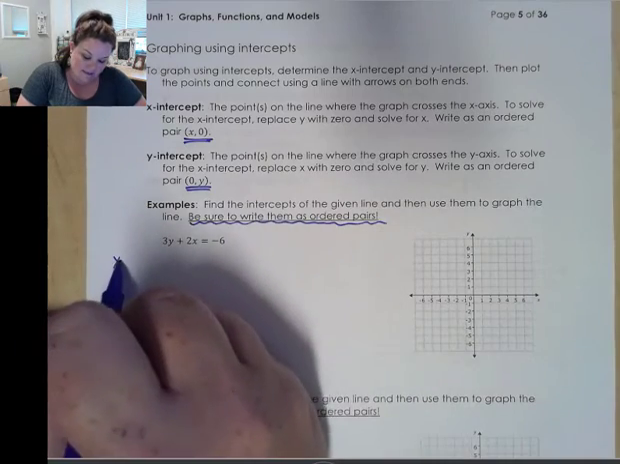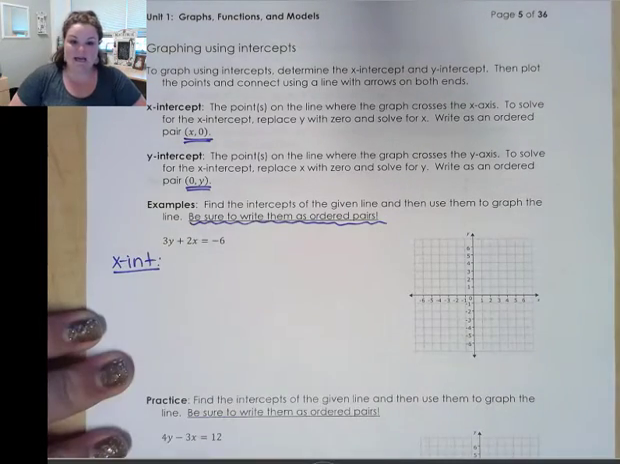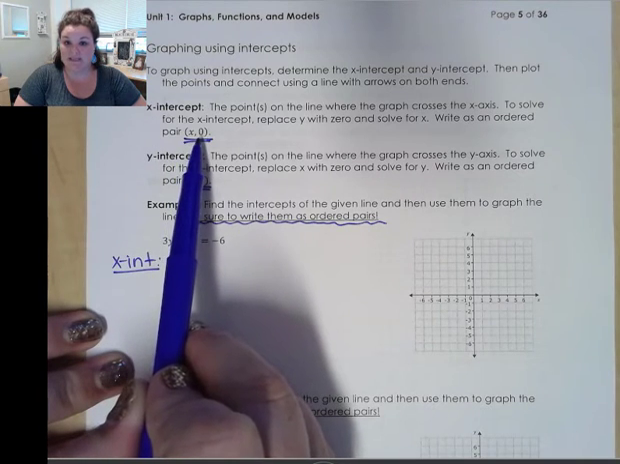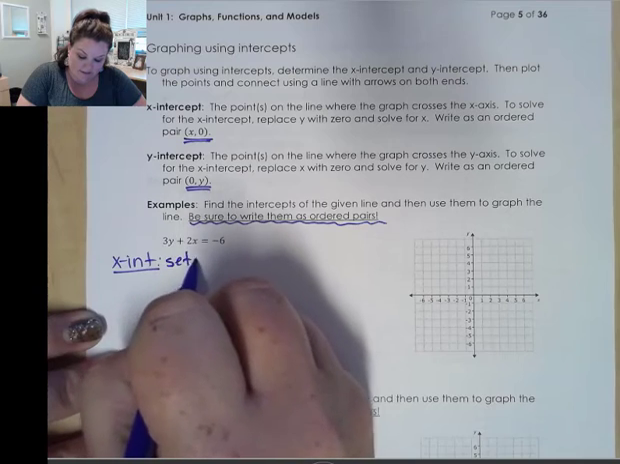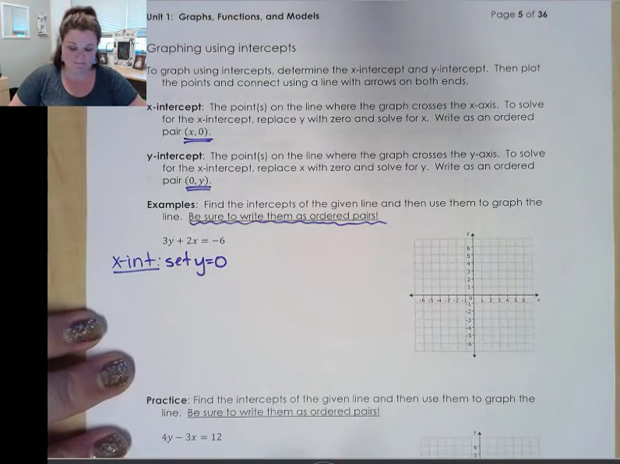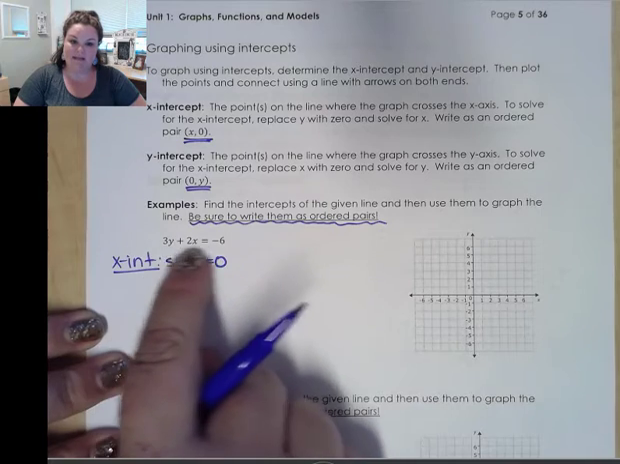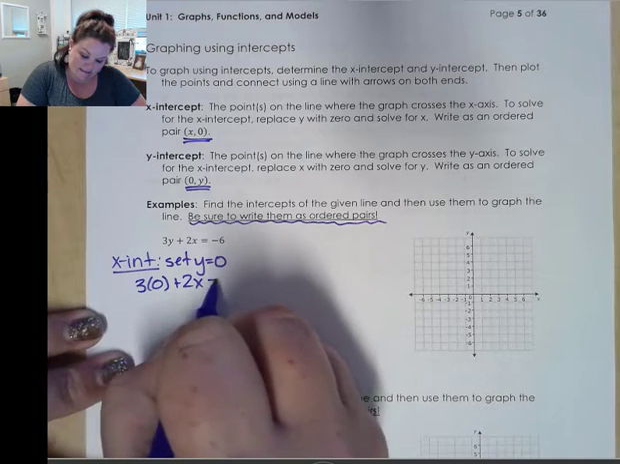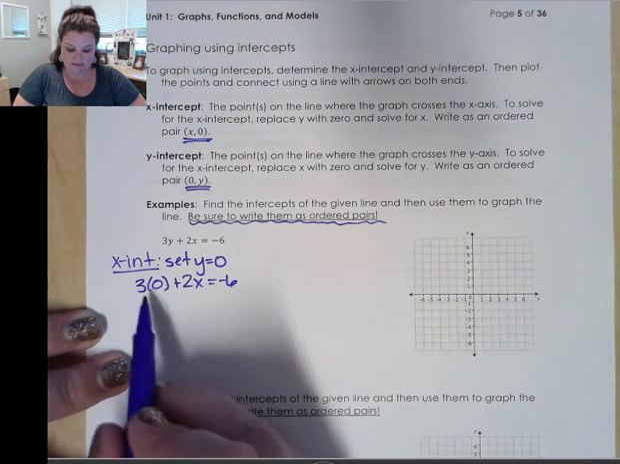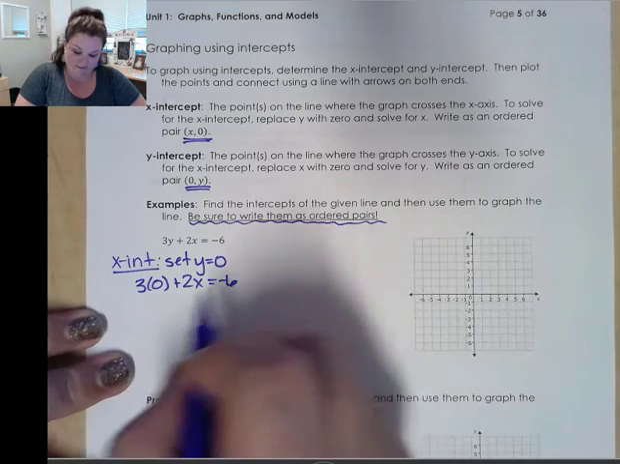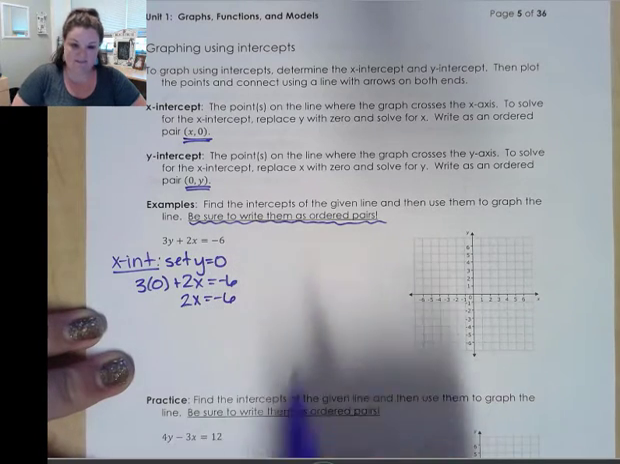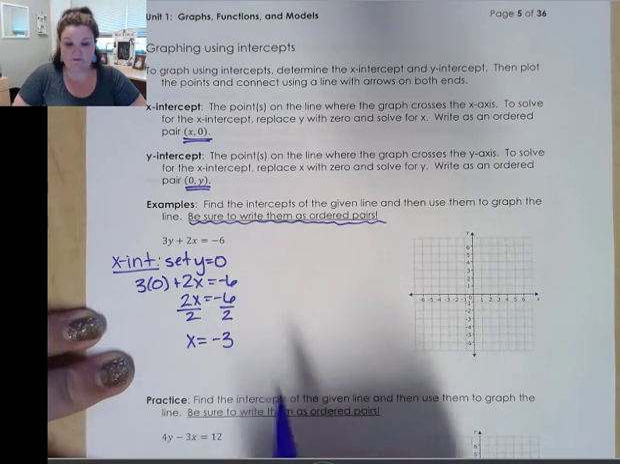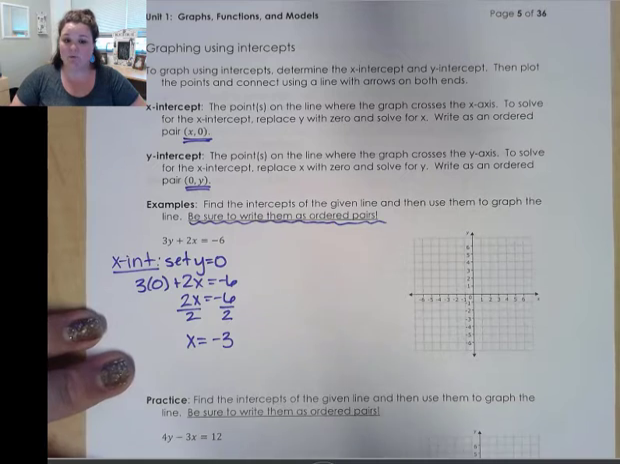All right, so let's look at finding the x-intercept. If I want to find the x-intercept, well, we know any point that falls on the x-axis, its y value is 0. So we're going to go ahead and set y equal to 0, right? So if I plug 0 in for y in this equation that's given, I'll get 3 times 0 plus 2x is equal to -6. 3 times 0 is just 0, so that term goes away. So I'm left with 2x is equal to -6, and then I just divide off my 2. So I get x is -3, and then I want to be sure to write it as an ordered pair.